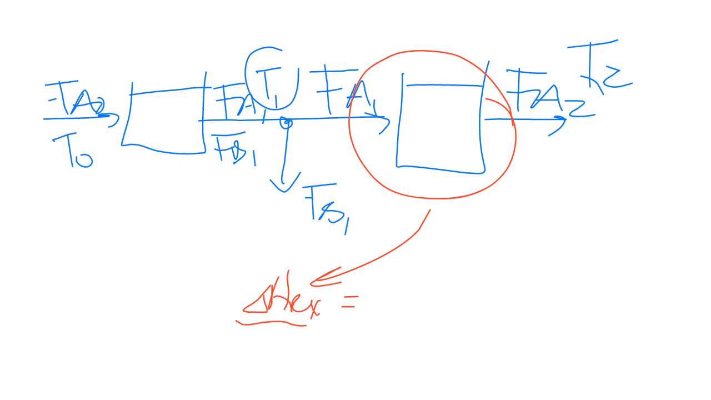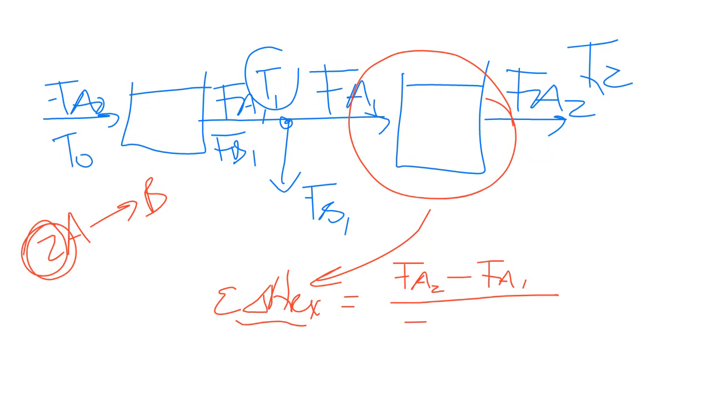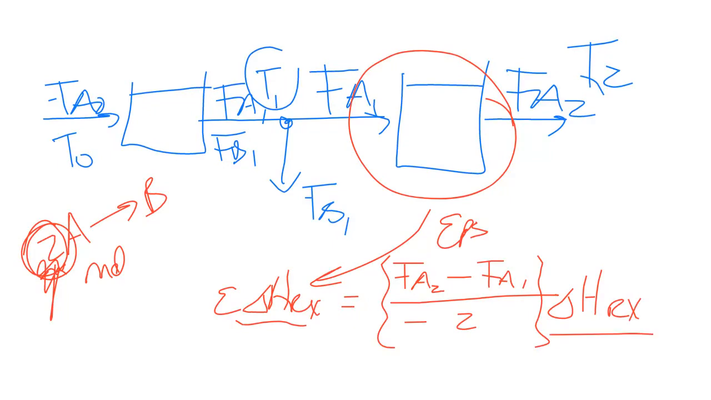So I have to say it is equal to epsilon times del H, and my epsilon will be equal to FA2 minus FA1 divided by the stoichiometric number of A. The stoichiometric number of A is minus 2. Remember, that thing has got units. It's got units of mole A per mole reaction. So this thing has got units of mole reaction. This is my epsilon that I then multiply by my del H reaction for reactor 2.